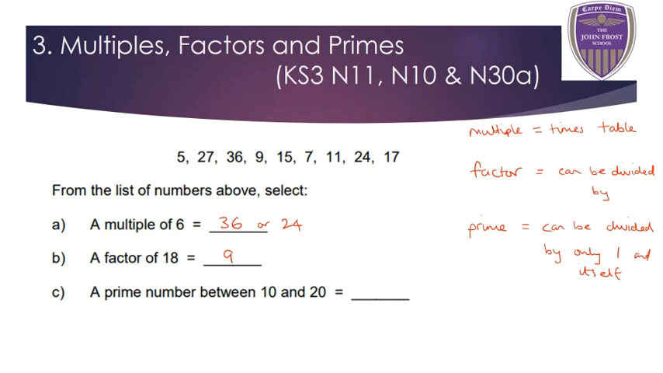7's not between 10 and 20. 11 is between 10 and 20 now, and 11 is a prime number, because the only way you can make 11 by multiplying is by doing 1 times 11, isn't it? 24 is too big. And then in this one, 17 also works, because 17 is a prime number. You can only make 17 by multiplying 1 times 17, and it's in between 10 and 20. So that's what you can do for that one.